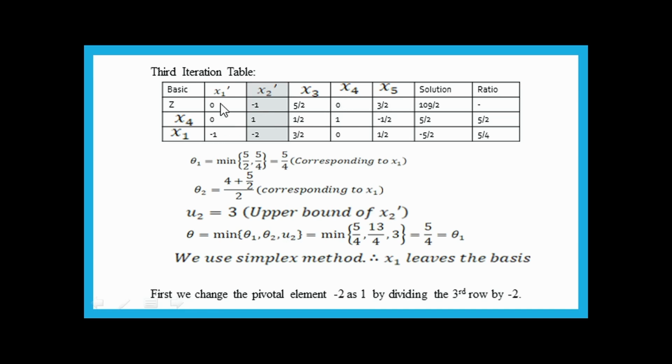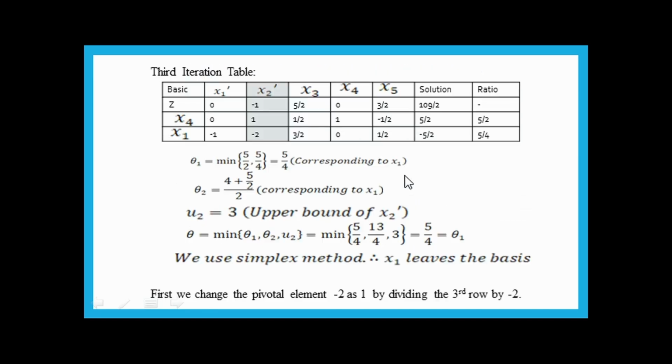Here the basic variables are z, x4. In terms of x5, we have to change this as x1. So here the most negative value is minus 1, which corresponds to x2 dash. So x2 dash enters the basis. First we have to calculate theta 1 equal to minimum of the ratio of x4 and x1. x4 ratio is 5 by 2, x1 ratio is 5 by 4. So theta 1 equal to minimum of 5 by 2, 5 by 4 is 5 by 4, which corresponds to x1.